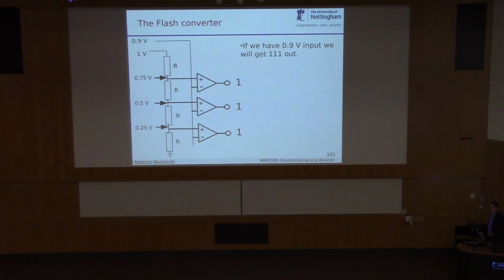So you can see this gives us instantaneous conversion between analog and digital. And this is called a flash converter. You can buy these in chips, and they're very handy if you want to do conversion very, very quickly without having to count up.